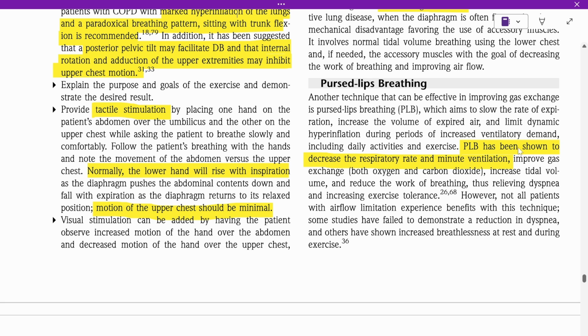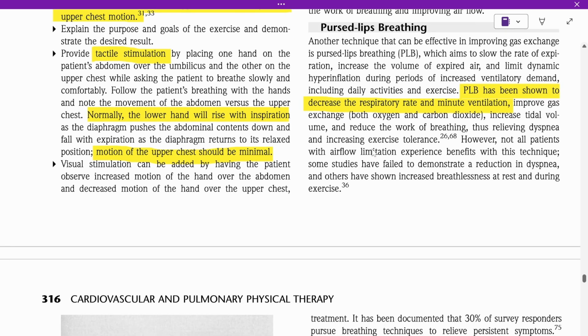Pursed lip breathing has been shown to decrease the respiratory rate and minute ventilation, improve gas exchange, both oxygen and carbon dioxide, increase tidal volume and reduce the work of breathing, thus relieving dyspnea and increasing exercise tolerance. However, not all patients with airflow limitation experience benefits with the technique. Some studies have failed to demonstrate a reduction in dyspnea, and others have shown increased breathlessness at rest and during exercise.